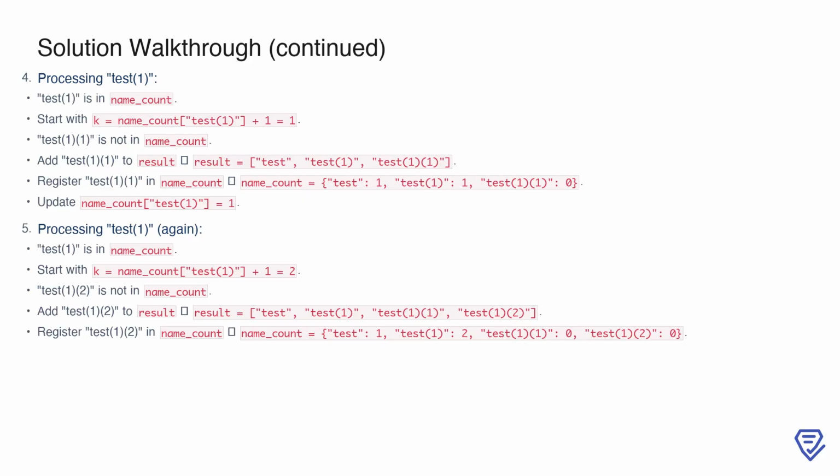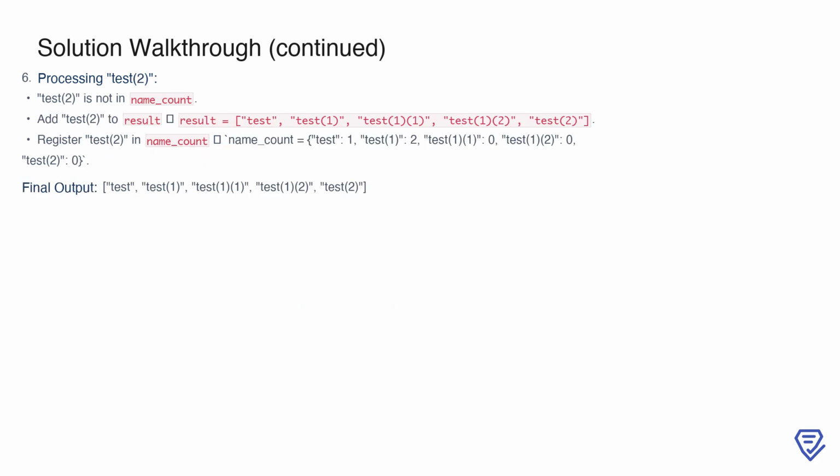[test, test(1), test 1(1), test 1(2)]. We register test 1(2) in name_count and update name_count[test 1] to 2. Finally, we process test 2.